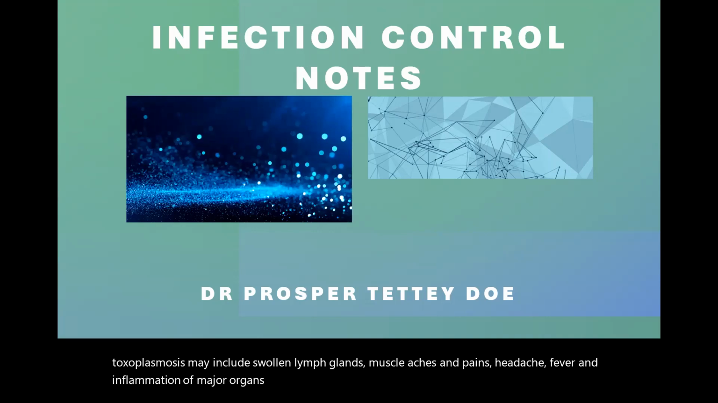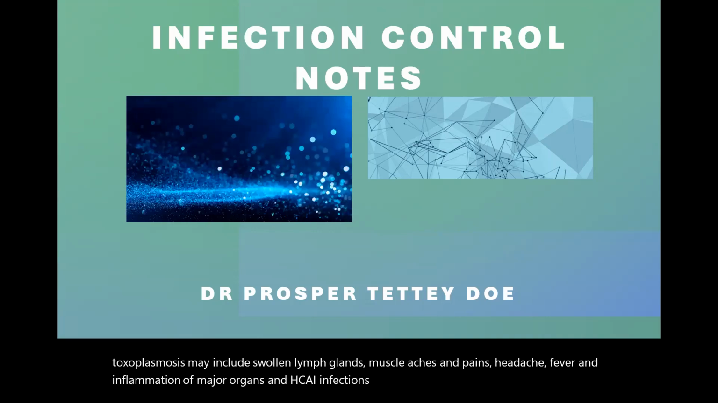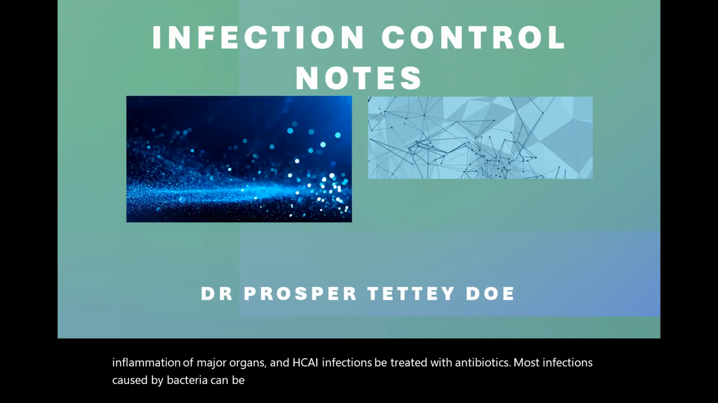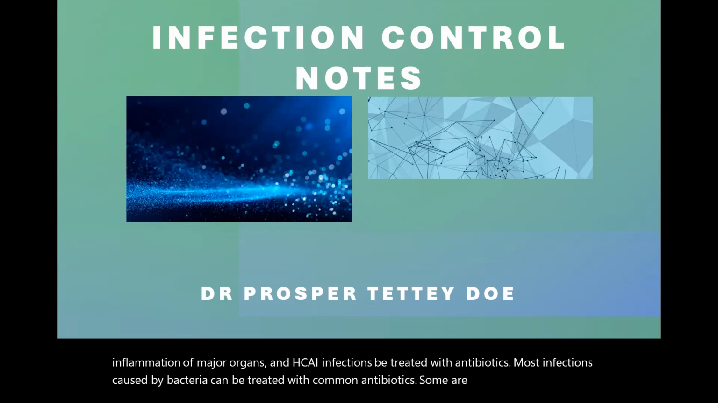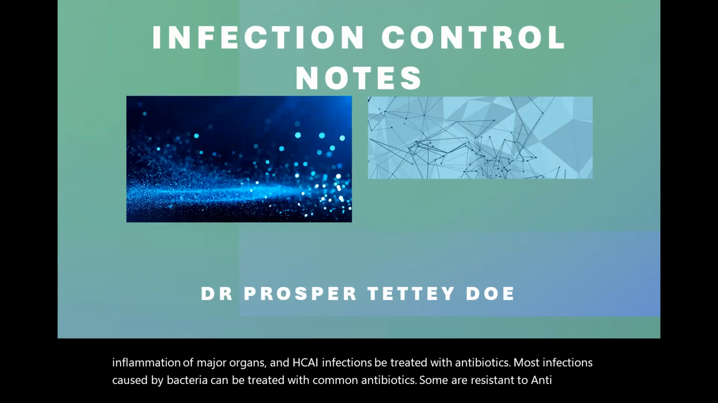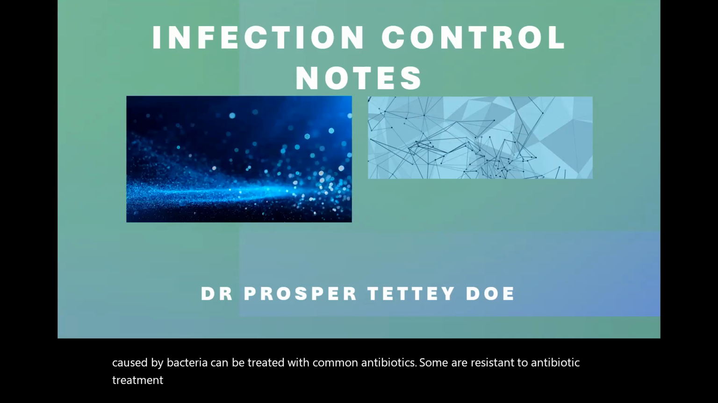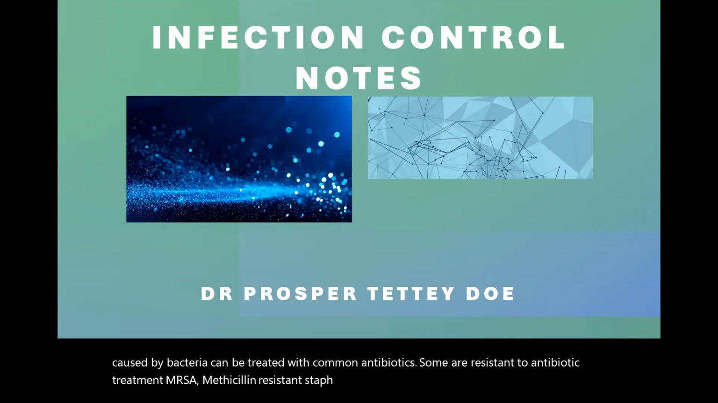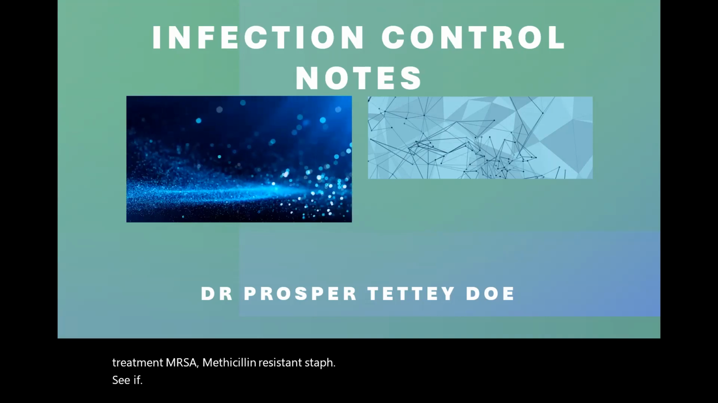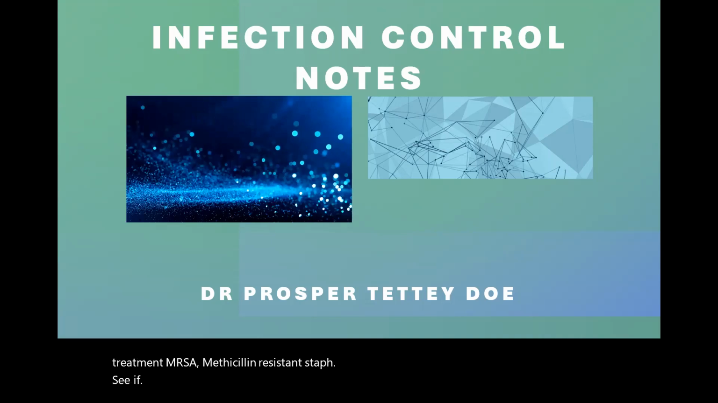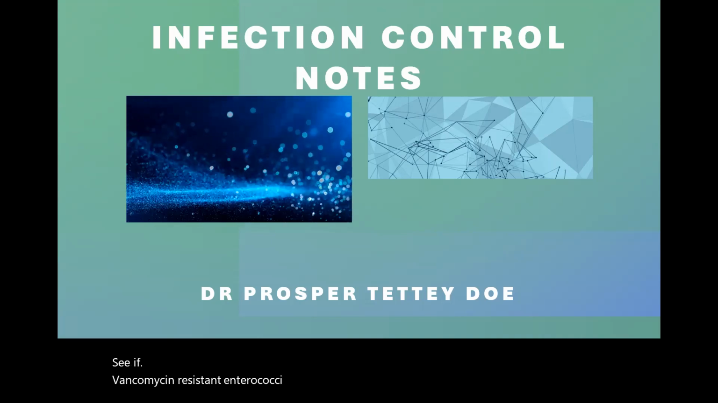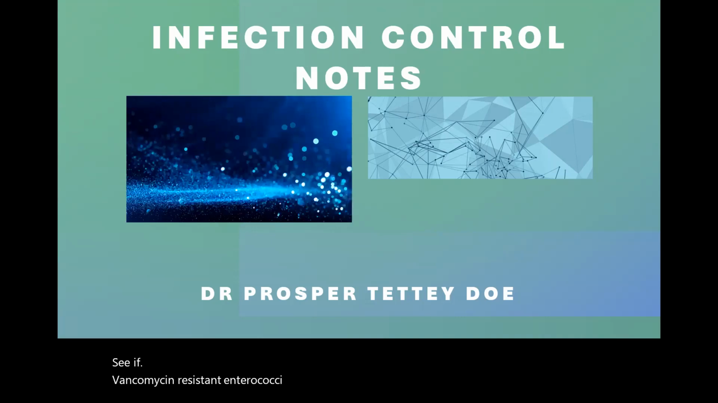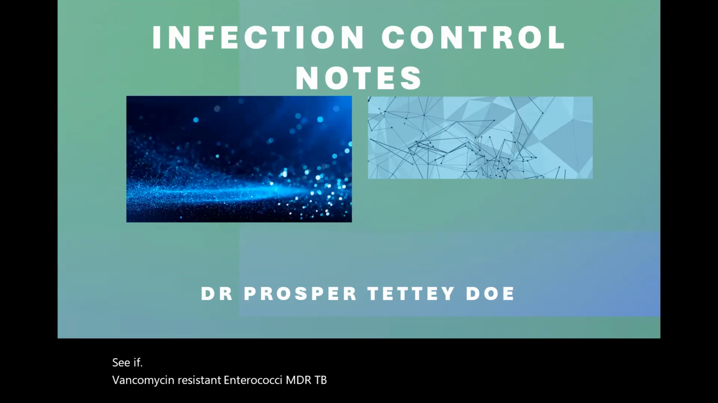Can HCAI infections be treated with antibiotics? Most infections caused by bacteria can be treated with common antibiotics. Some are resistant to antibiotic treatment. MRSA, methicillin-resistant Staphylococcus aureus, C. diff, Clostridium difficile, VRE, vancomycin-resistant enterococci, MDR-TB, multi-drug-resistant tuberculosis, CPE, carbapenemase-producing Enterobacteriaceae are just some examples of drug-resistant microorganisms that can limit the treatment options for sometimes very ill patients.